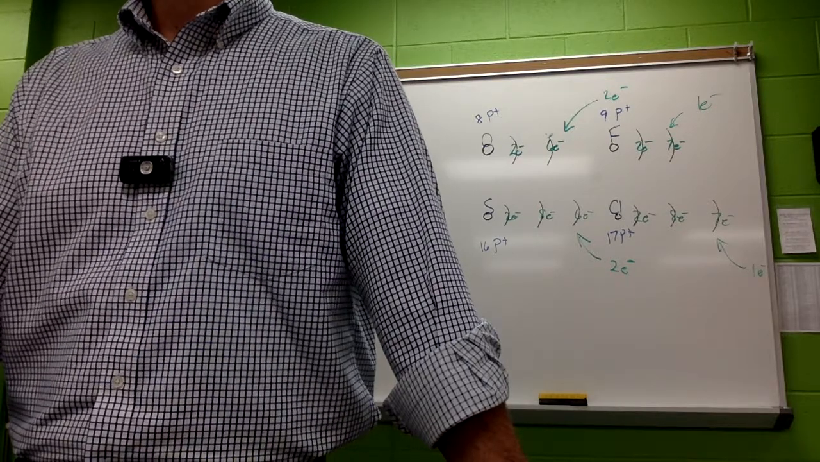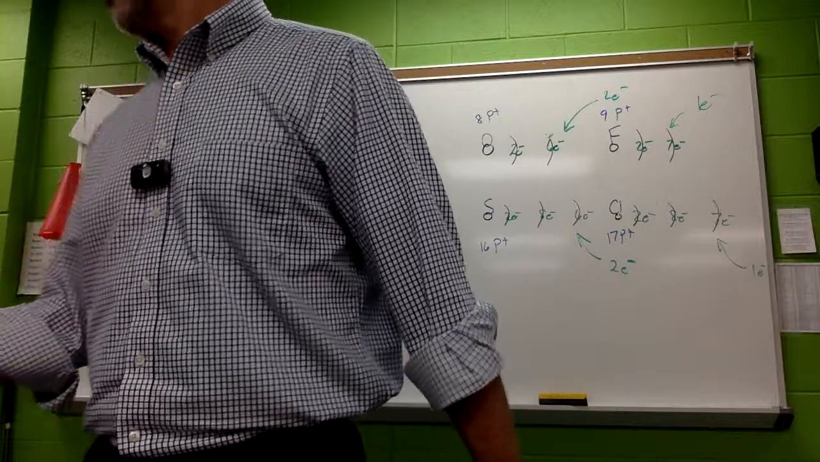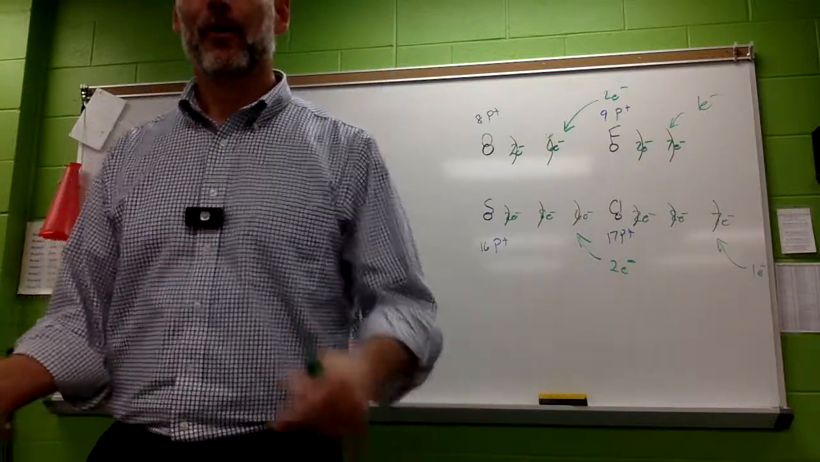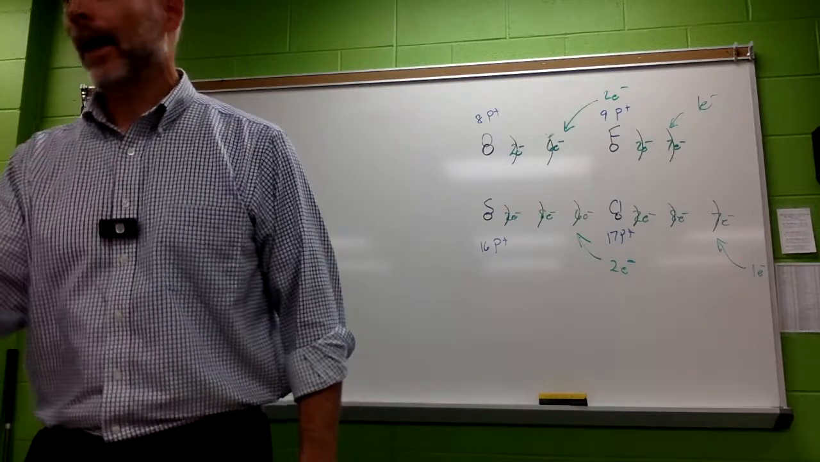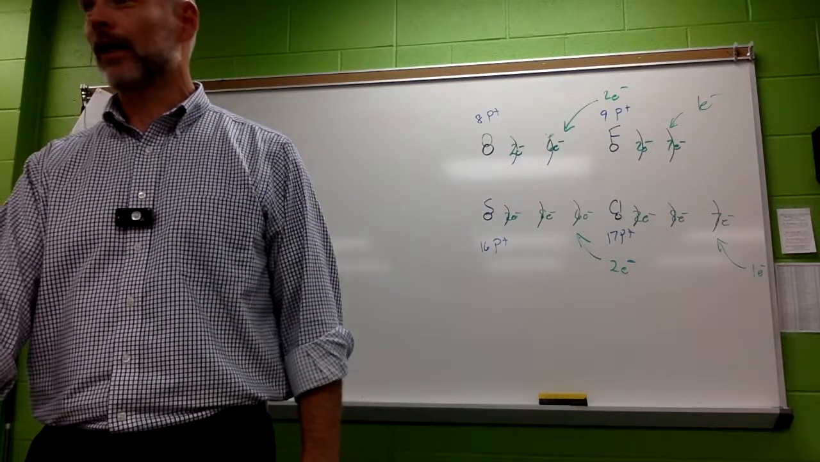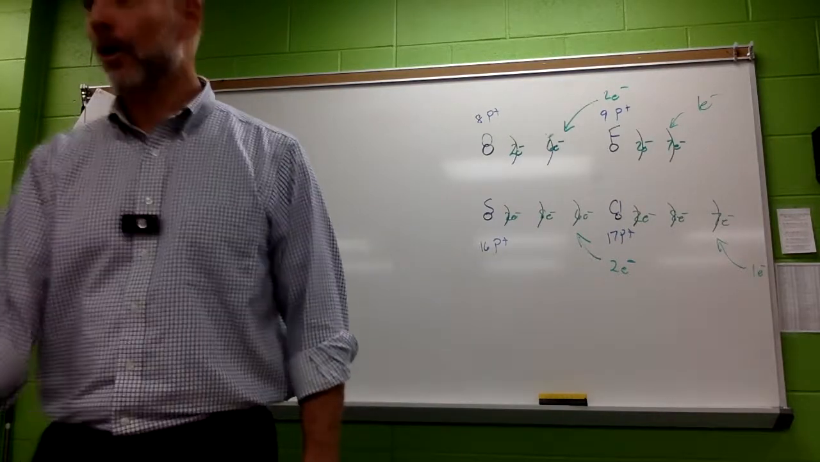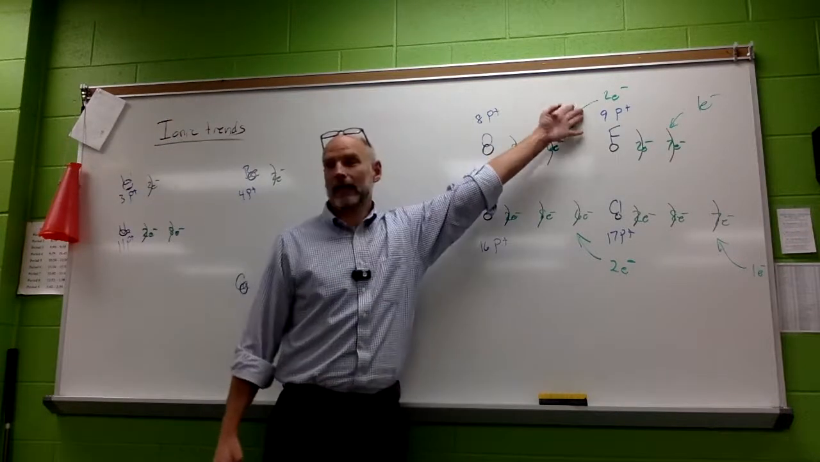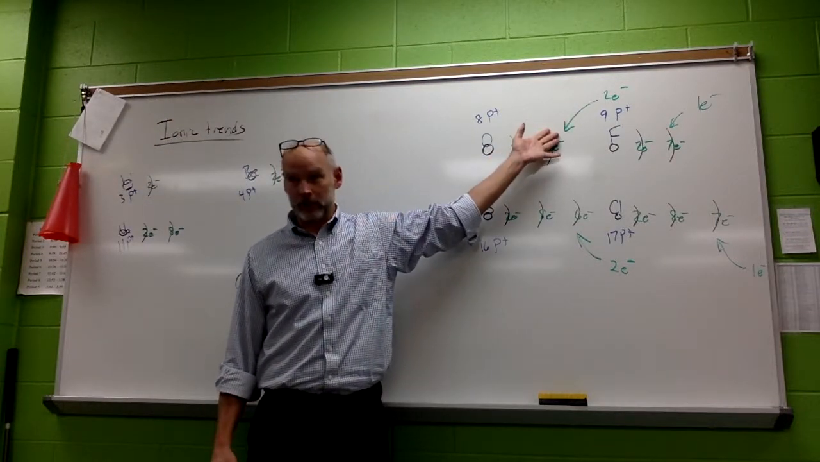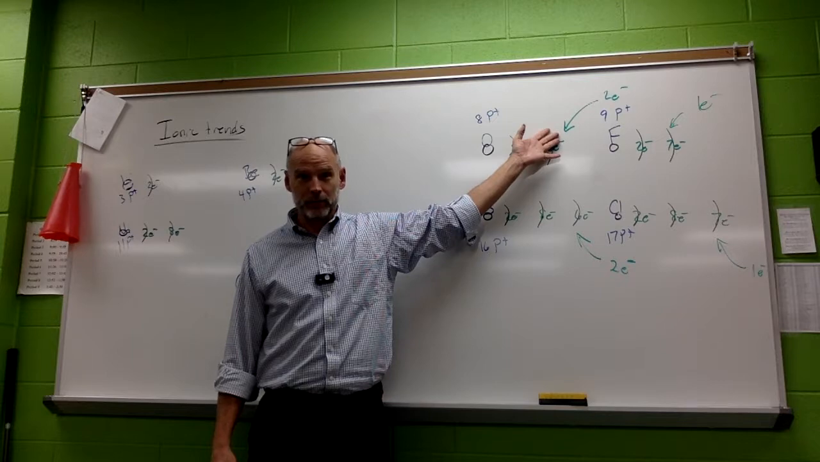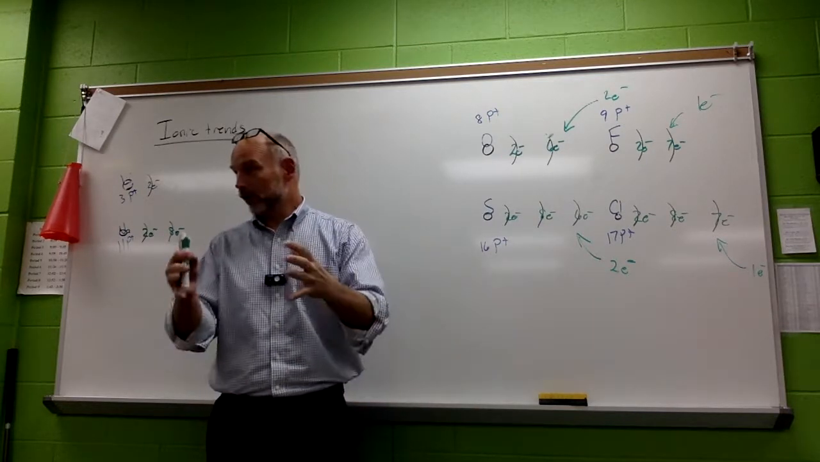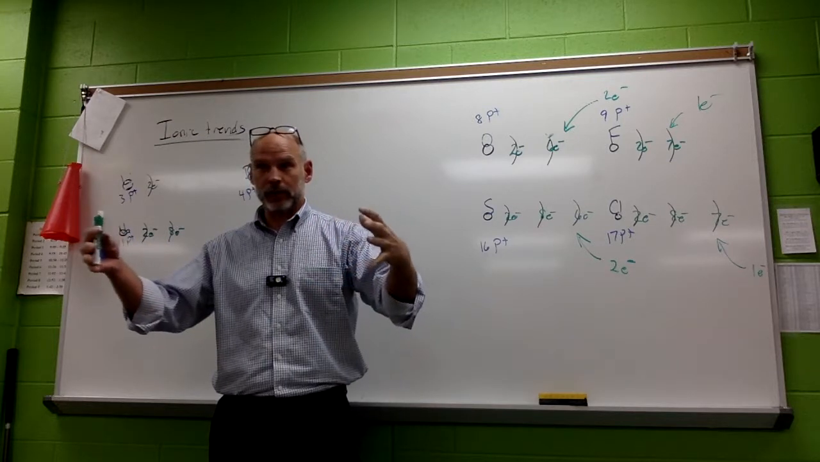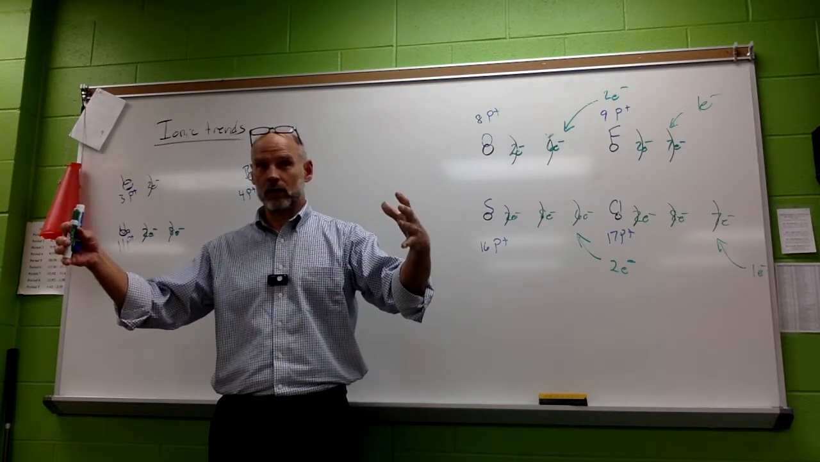Why? What's the charge on an electron? And how well do the electrons like other electrons? They don't. So as these two electrons get added to the same energy level, the force of repulsion is going to increase and the radius will get slightly larger.